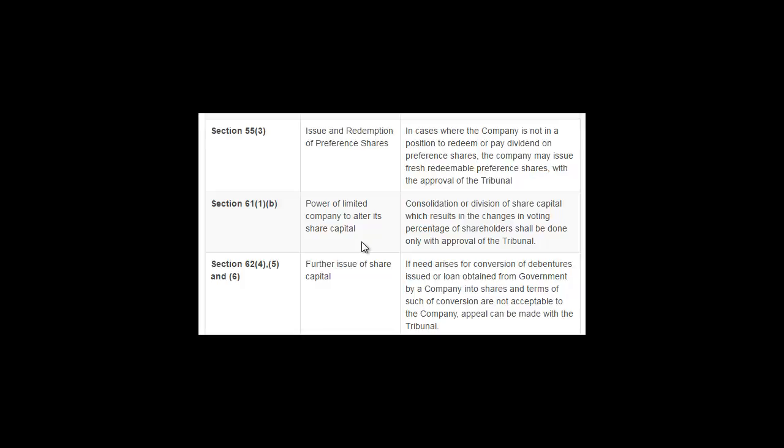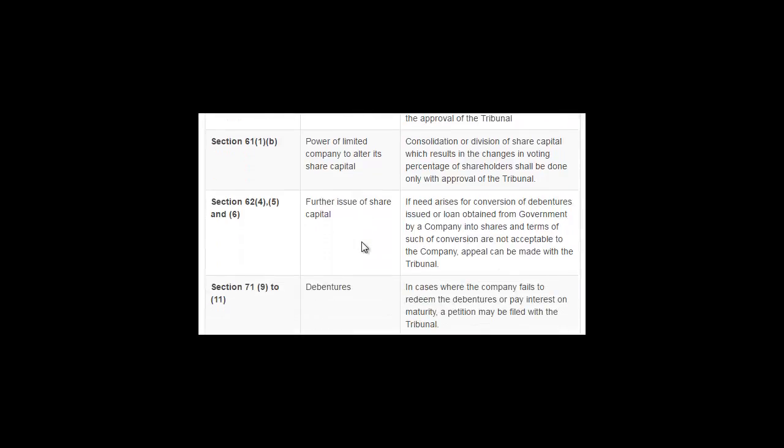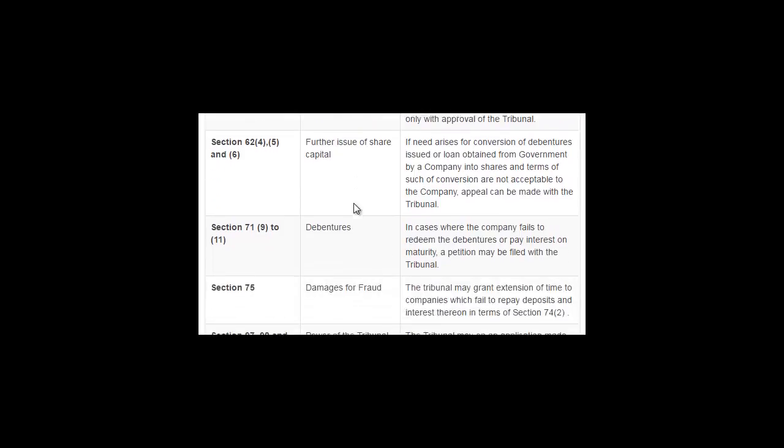So if the need arises that you have issued debentures and need to convert those debentures, or the loan obtained from the government by a company, into shares, and the terms of such conversion are not acceptable to the company, then an appeal can be filed by the company to the tribunal. So this is a very welcome note, we can say. Nice one, and an entirely different approach we have seen from the NCLT.